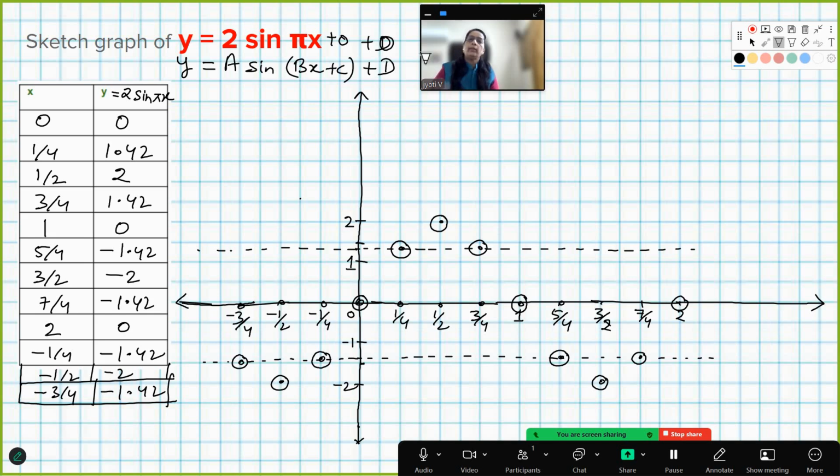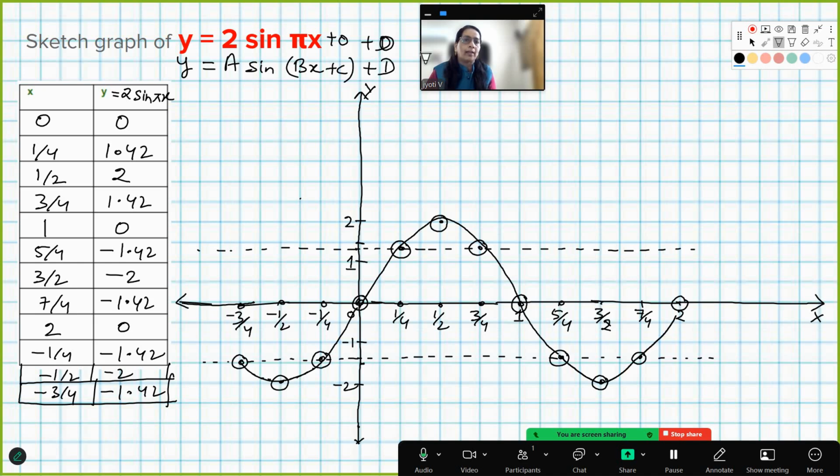Now these points have to be connected with freehand, because between them, if you take some more angles, x-axis data, then you will get all the points, and ultimately you realize that they are not straight lines. In between, the points will come like curves. So a sinusoidal graph is a curve. So you are supposed to connect them with freehand, because these are the end points. Between them, there are so many millions of points. So this graph of 2 sine pi x looks like this.